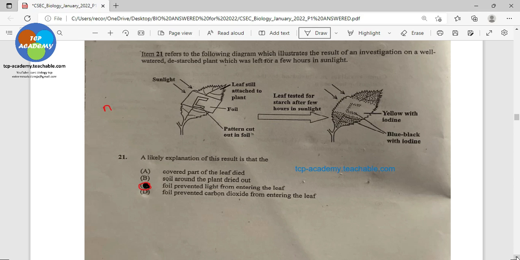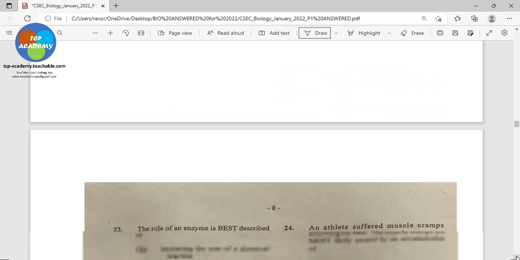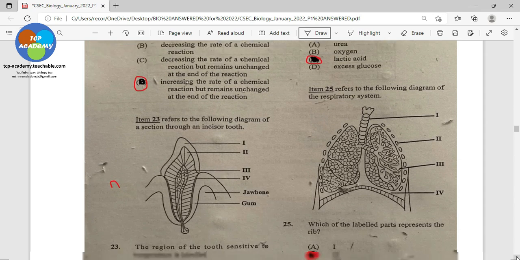A likely explanation of this result is that the foil prevented light from entering the leaf, and automatically that will cause the area to be destarched. So our answer there being C for 21. Let's move right along. Now we have 22 and this is a repeated question, so we're just going to give you the answer. The answer there is D. You can pause and read if you so desire.